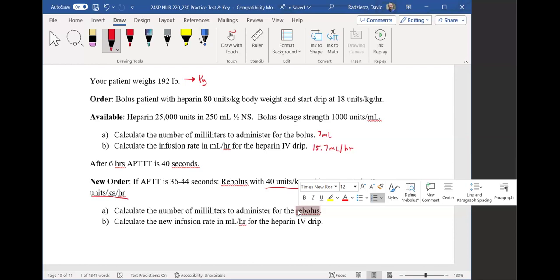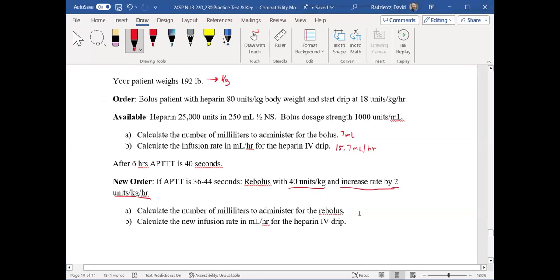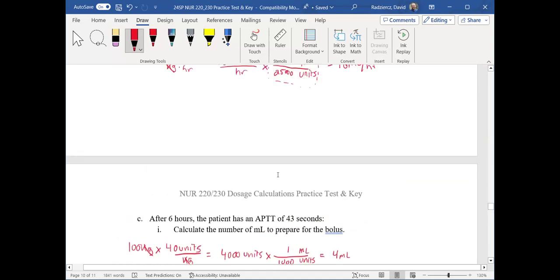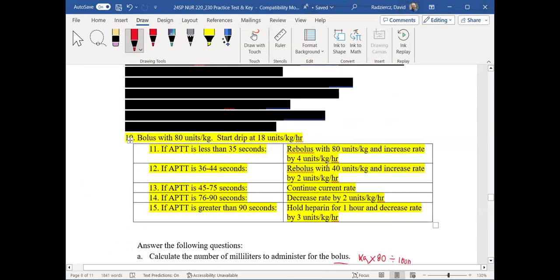Okay. And so we're not going to rebolus again with 80 because the data suggests that we keep it at 40. And that's just, like I said, based off of what's listed in the protocol when I scroll up here. So if it was a different APTT, you would just follow what is listed in here. If it told you to rebolus with 80, then you would just repeat it. You wouldn't even have to do any math if you had already done it.